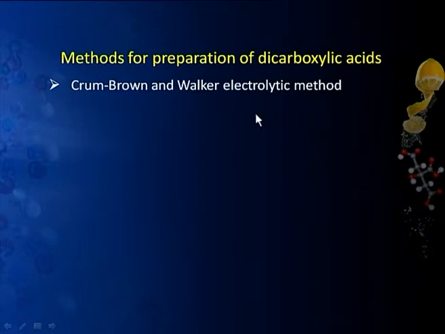Then there is an important method called Crum Brown and Walker electrolytic method. This method is basically a modification of Kolbe's electrolysis. Kolbe's electrolysis you had studied in the preparation of carboxylic acids, where the sodium or potassium salts of the carboxylic acids are electrolyzed and we get alkanes after decarboxylation during electrolysis. But here this same method is utilized for the preparation of dicarboxylic acids.